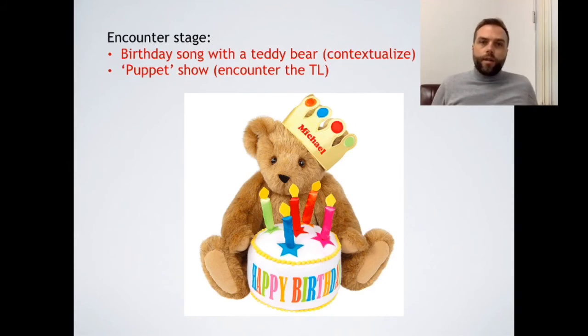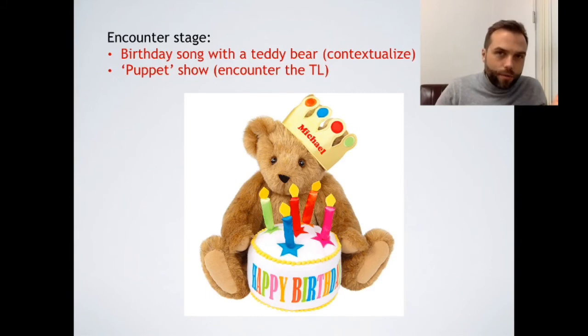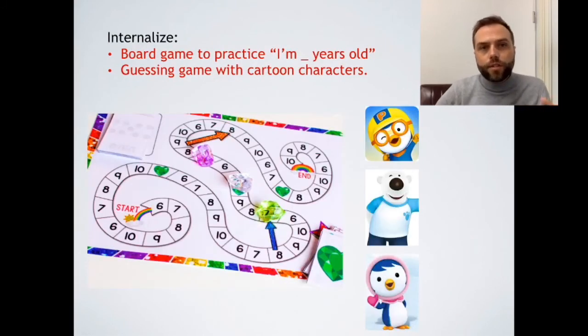So we start off with the encounter stage. You have the birthday song with a teddy bear to set the context, so you listen and sing the birthday song, and then you introduce the teddy bear, and you do a mini puppet show with the teddy bear. You ask the teddy bear, "How old are you?" and the teddy bear answers to the class. You have the candles on the cake, and you can change the candles to change the ages. But here mainly is the teacher modeling the target language after setting up the context of birthdays. So that's encounter. Now you move on to the internalize stage.